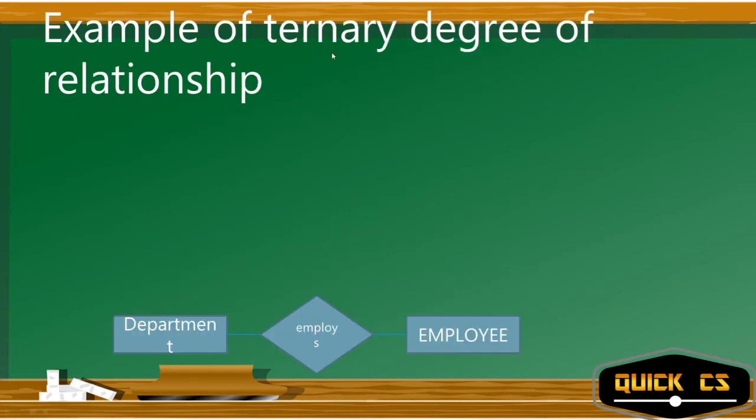Now let's look at an example for ternary degree of relationship. Let's say there is a department, it is employing the employees. Well, employees is the relationship. Now what about recruiters? Well, the department also employs the recruiters, and the recruiters also employ the employee. So this is a ternary relationship, employees. Okay. So essentially department employs the employee, department employs the recruiters, and recruiters employing the employee. Alright. So this is an example of ternary relationship.